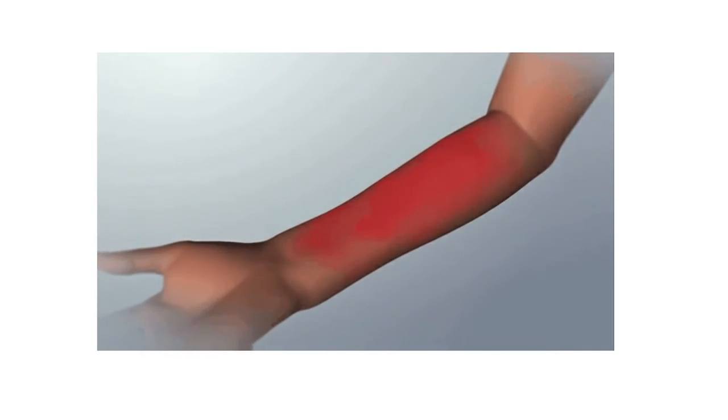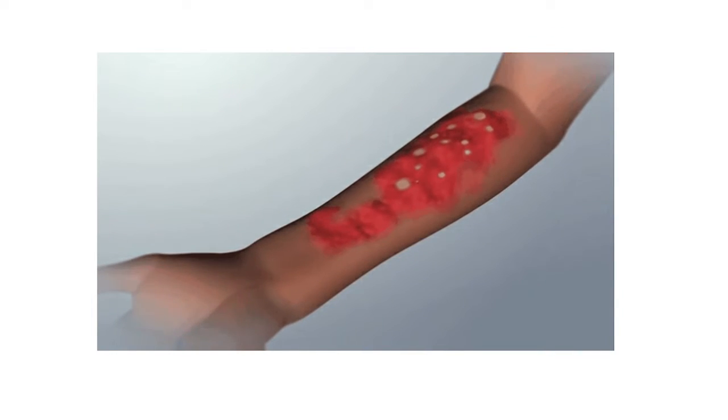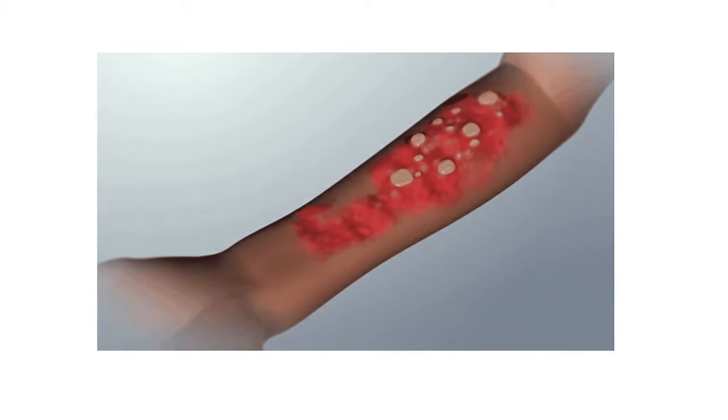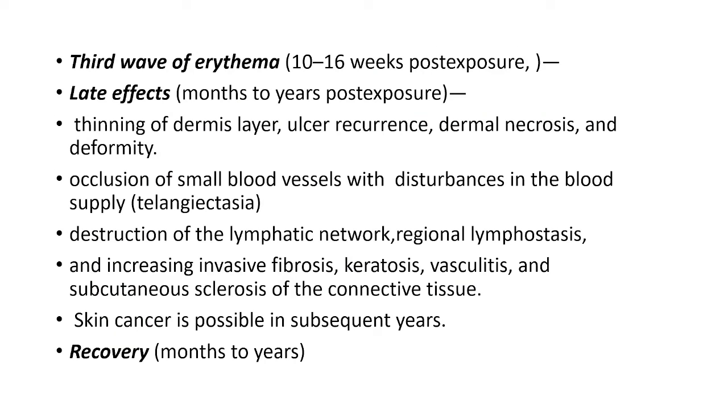This is a video which shows the various stages of cutaneous radiation injury. There will be intense itching, redness, followed by the second wave of erythema, followed by necrosis and ulceration. Every cutaneous radiation syndrome will not consist of a third wave of erythema and late effects. It depends upon the radiation dose. The more the radiation dose, the more waves of erythema. The third wave of erythema appears 10 to 16 weeks after exposure. Late effects appear months to years after exposure.